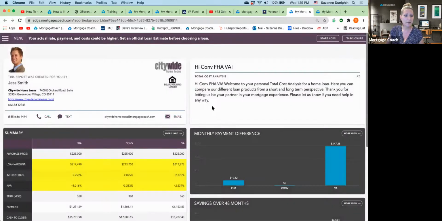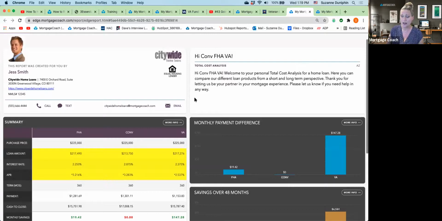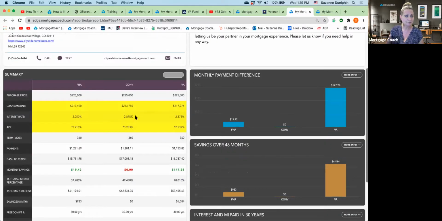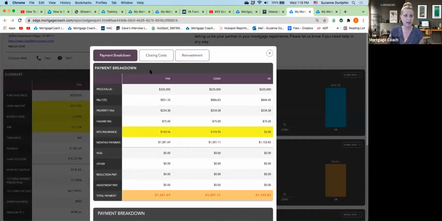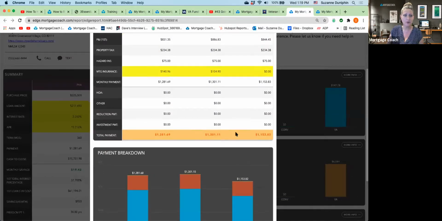Okay. And one of the biggest differences here is obviously the monthly MI. The VA has that fee, but let's take a look at the more info button. Okay. The payment breakdown. You can clearly see the FHA has MI forever. The conventional has MI for a while, right, until the LTV comes down. And then that VA won't have that MI. So that monthly payment is absolutely lower. So that's one of the best differences for that VA program.